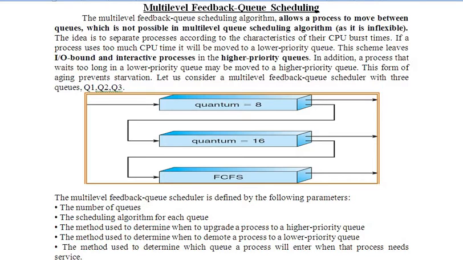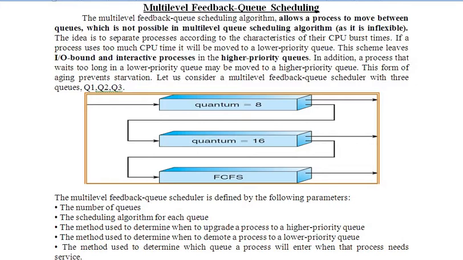In addition, what will happen here is if a process in a low priority queue waits in a queue for a longer time, it will be moved to a higher priority queue. I repeat again, a process which waits in a queue for a longer period of time, especially in a lower priority queue, will be moved to a higher priority queue. So this will solve the problem of starvation, which we have seen in the previous algorithms. Okay, let us see how exactly this algorithm works.